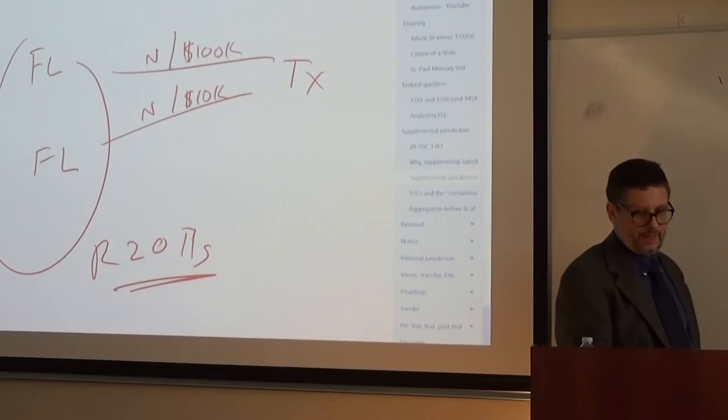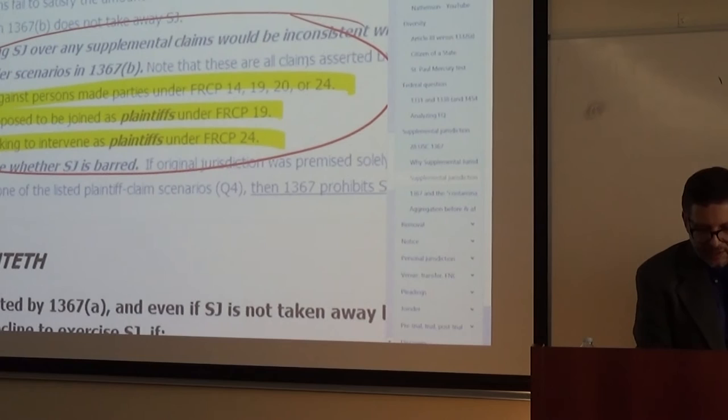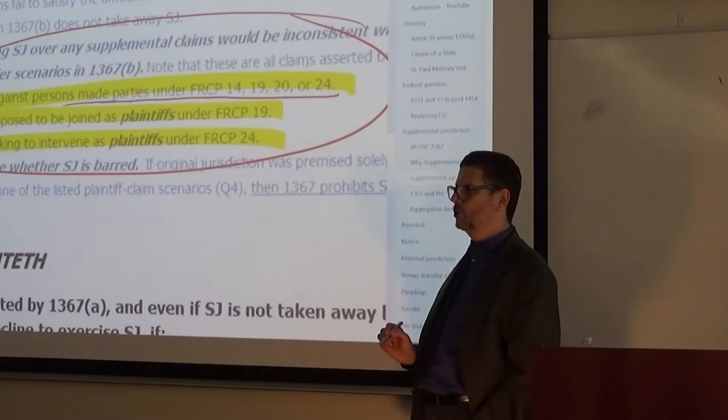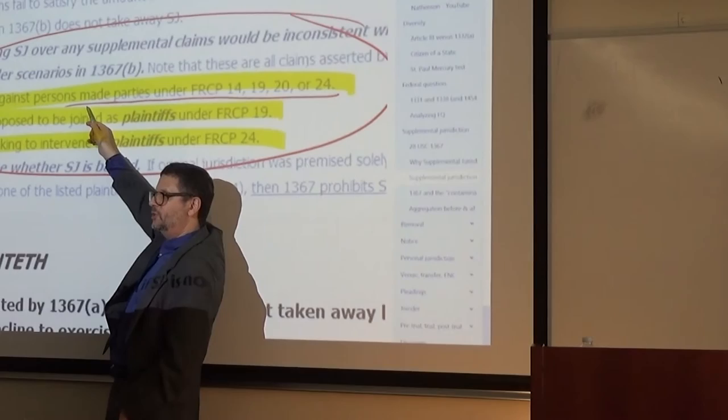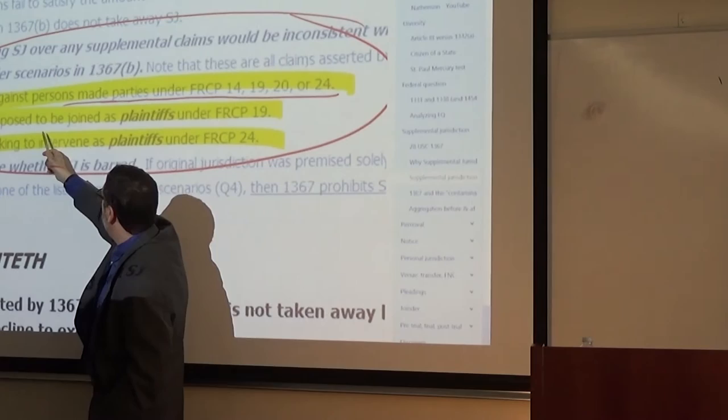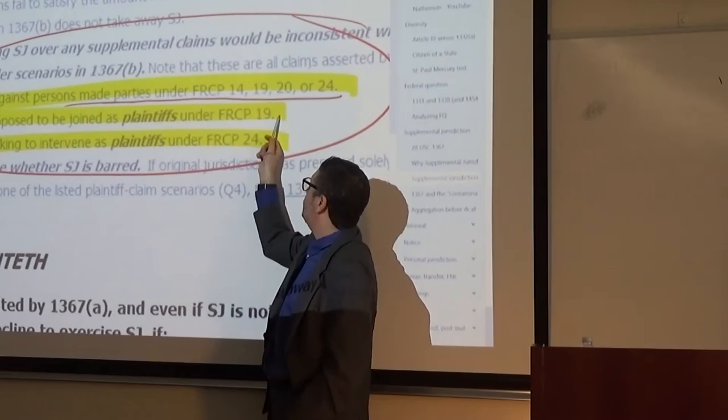All right? Let's go back to our laundry list. This first list doesn't say anything about claims by plaintiffs joined under Rule 20. This bars supplemental jurisdiction over claims by plaintiffs against persons joined under Rule 20. And the second one, claims by persons proposed to be joined as plaintiffs under Rule 19. What's missing right here? What rule is mentioned next to Rule 19?